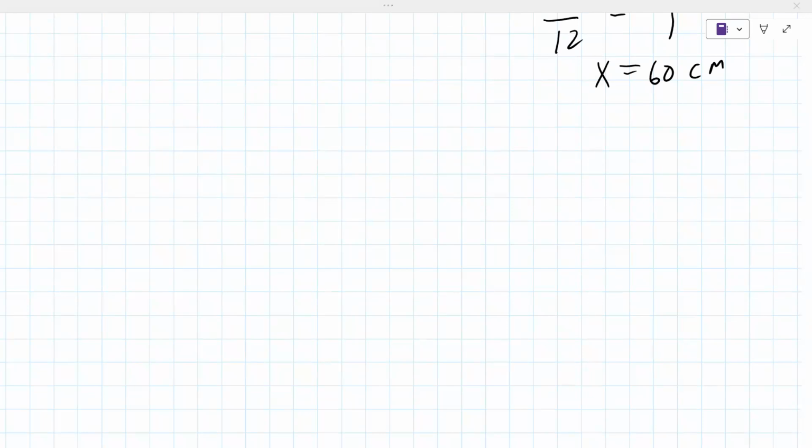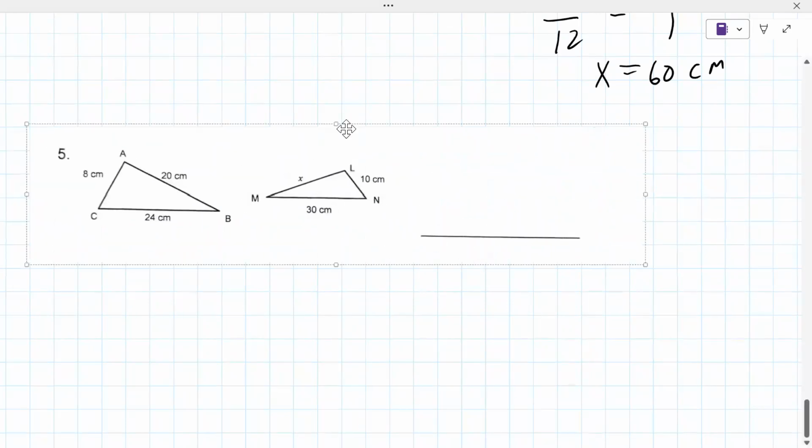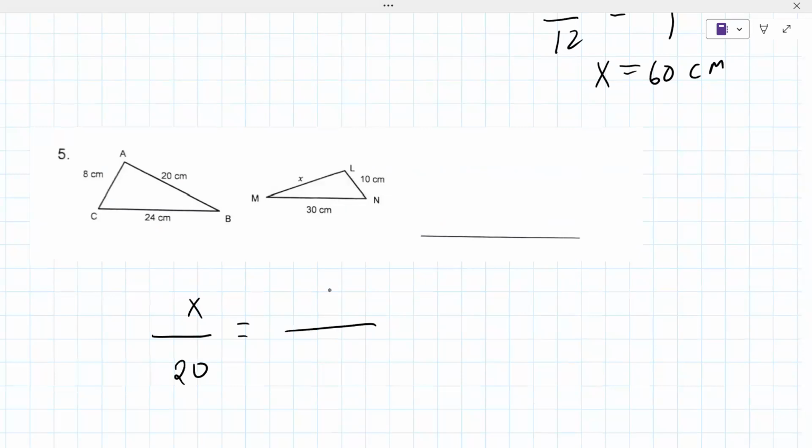Okay. So x over 20 equals 10 over 8. See if you can solve that on your own, please. Okay, so let's see, 8 divided by 2 becomes 4, and 10 divided by 2 becomes 5. That would become x over 5 equals 5 over 1.